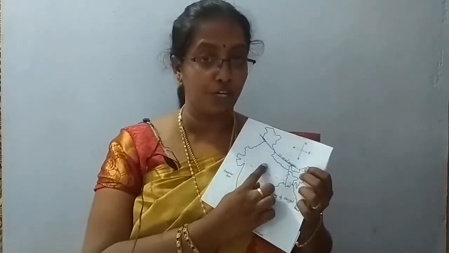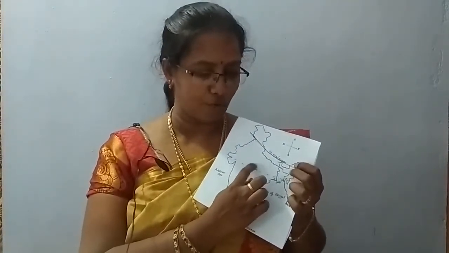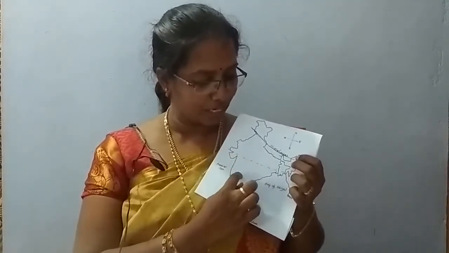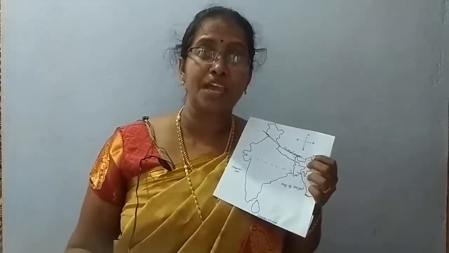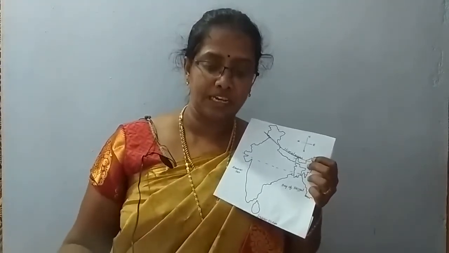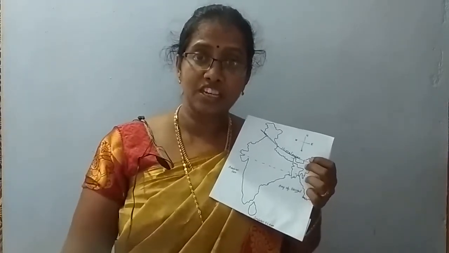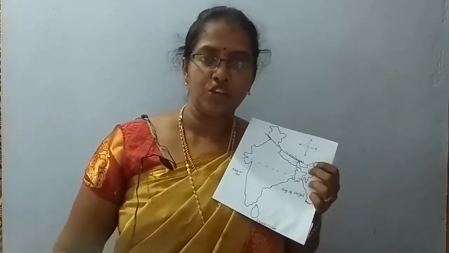The sun rays are vertically overhead over the central part of India during the middle of June. In the southern part of India, the summer season ends by the end of May itself. The next season is the southwest monsoon season. In your book it is given.